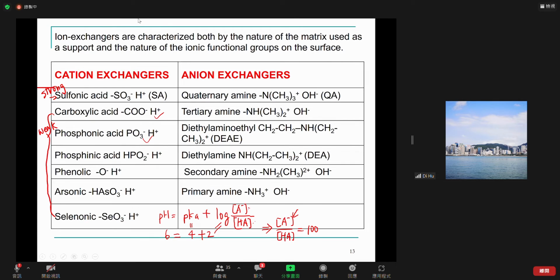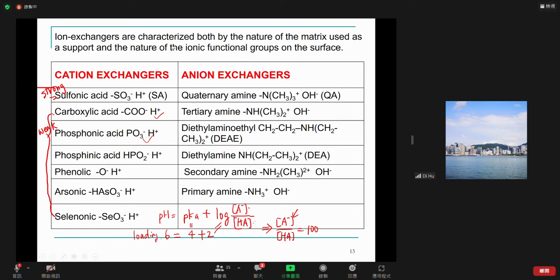So that's why, if you have a weak acid as a weak cation exchanger and you want to keep it charged before you load the sample, you run your mobile phase, the buffer solution, at least 2 units larger than its pKa value, so it can be charged, right? That is for loading. So you want it to be like 6, and then it is charged.